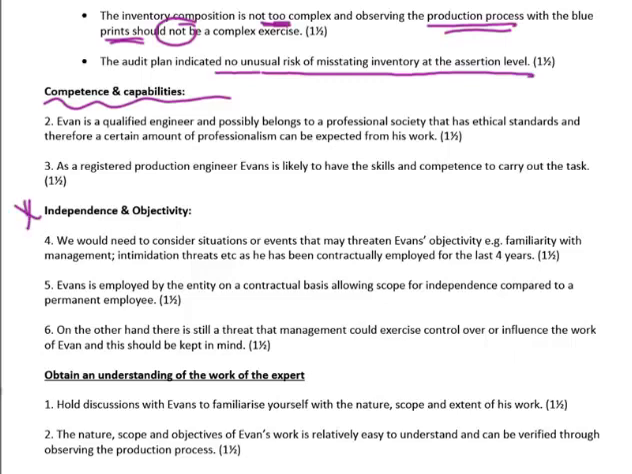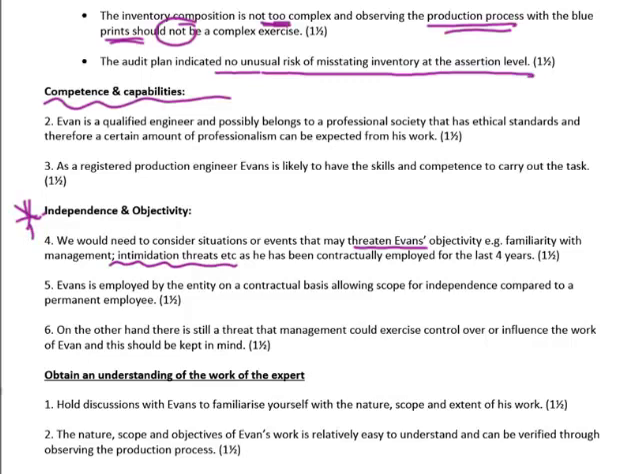Next thing, the important one as well, independence and objectivity. As we mentioned earlier, the fact that he works for management, this is a very important heading. So we would need to consider situations or events that may threaten Evans' objectivity. So is he familiar with the client? Are there any intimidation threats? He has been employed for the last 4 years, but you never know if there's something behind the scenes where management is intimidating him and saying, if you don't tell the auditors what they want to hear, I'm not going to employ you next year. Just a high-level example there. But you don't know what goes on behind the scenes, so it's something that we always need to bear in mind.